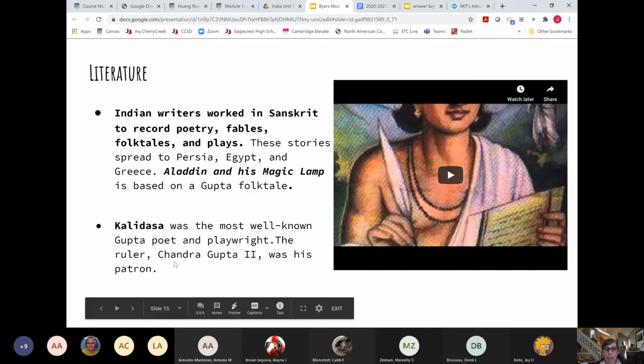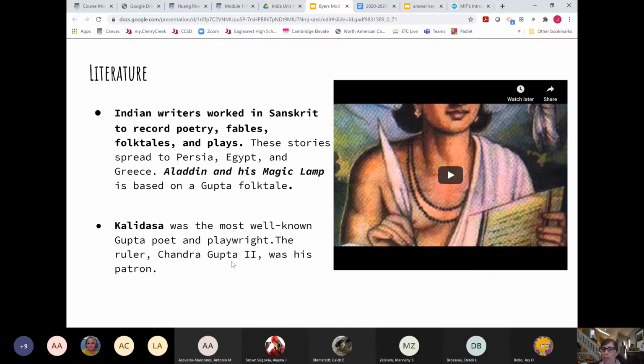One of the main people that was doing all of this writing was named Kalidasa. He was the most well-known Gupta poet and playwright. And Chandragupta II, who was the emperor during the Golden Age, was his patron. That meant that he supported the arts and he supported Kalidasa.